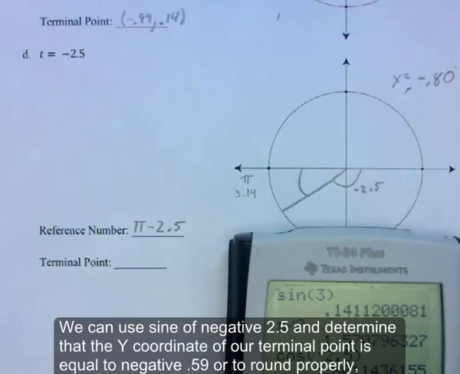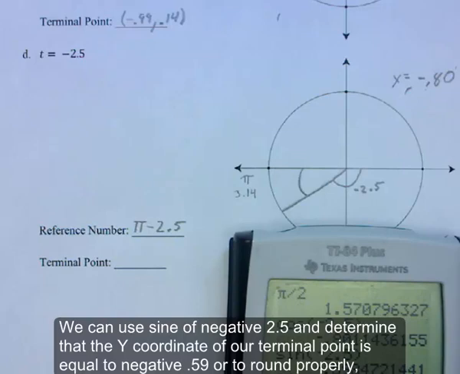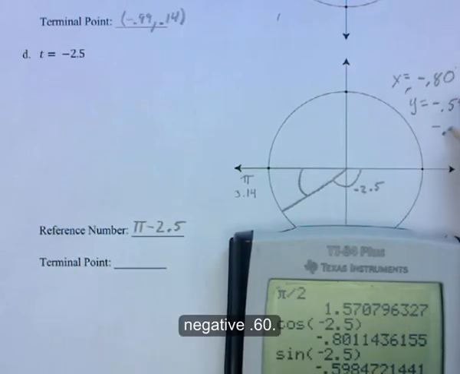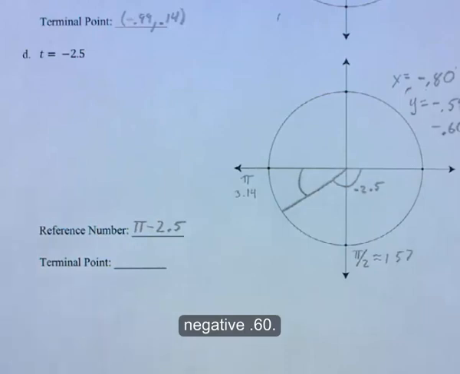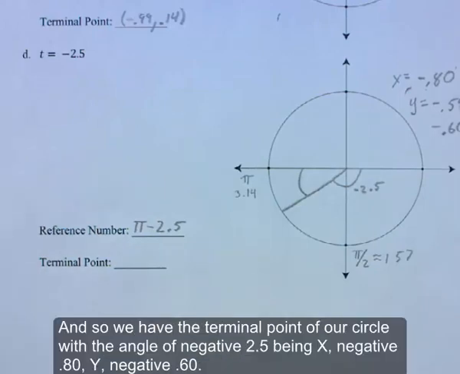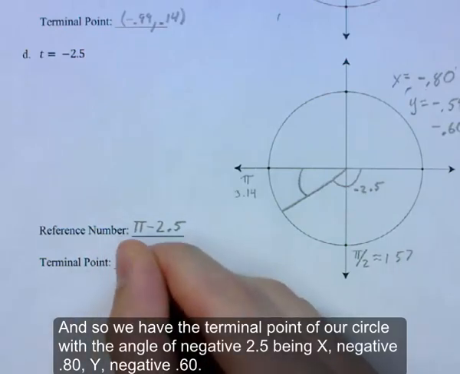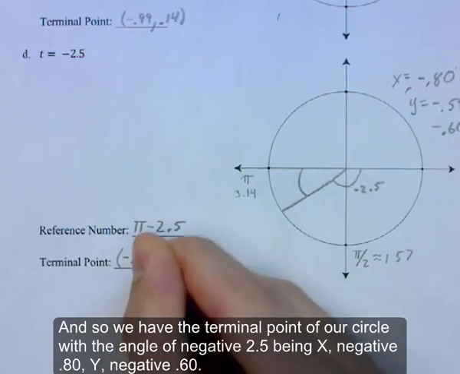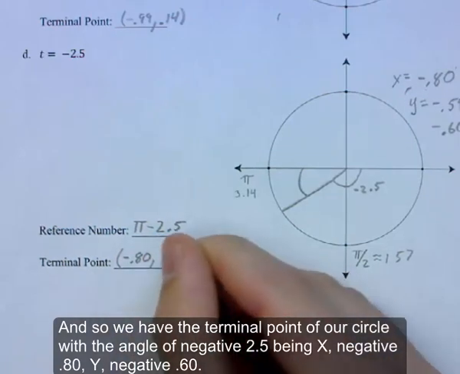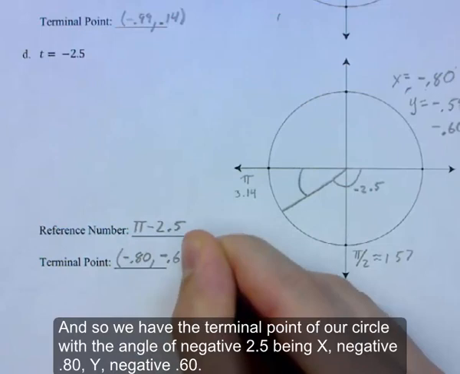We can use sine of negative 2.5 and determine that the y-coordinate of our terminal point is equal to negative 0.59, or to round properly, negative 0.60. And so we have the terminal point of our circle with the angle of negative 2.5 being x negative 0.80, y negative 0.60.